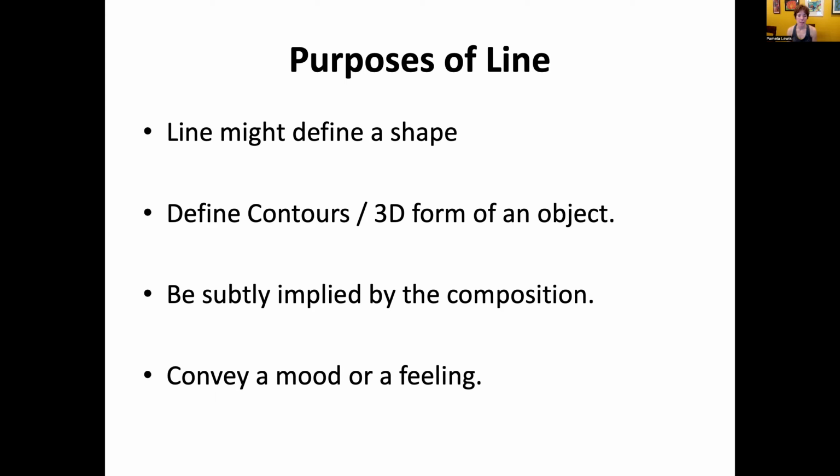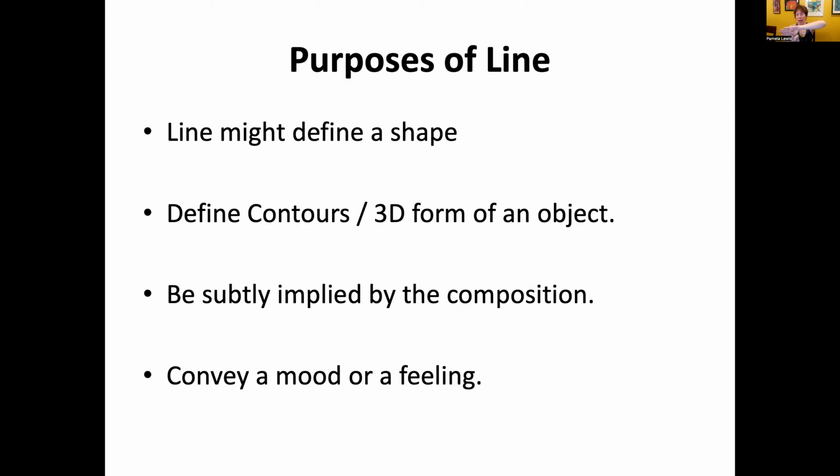They can be subtly implied by the composition. Composition is the arrangement of elements. So perhaps you won't have drawn a line, but 2 variant colors will block up into each other, and that will create a line.